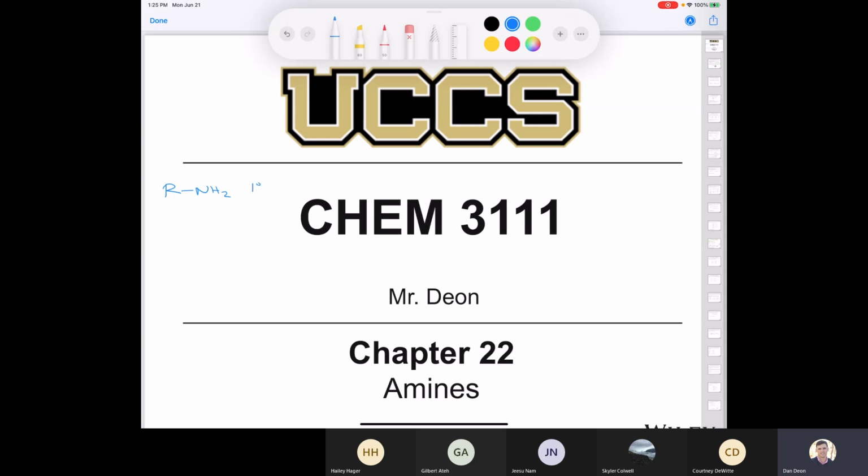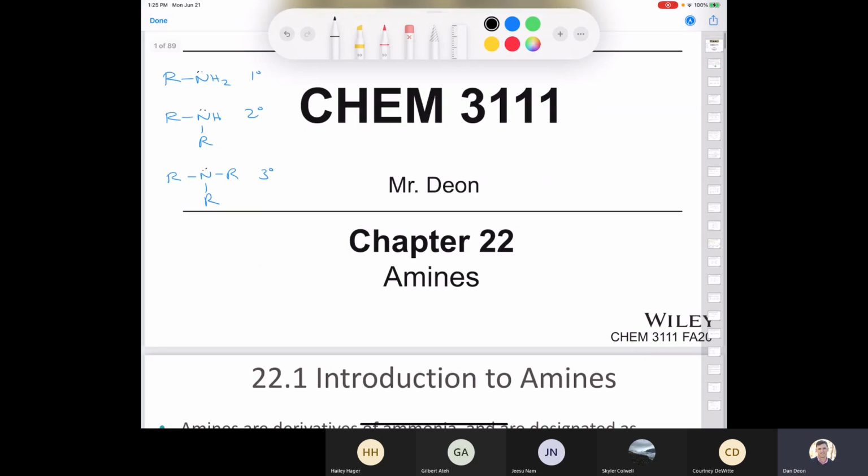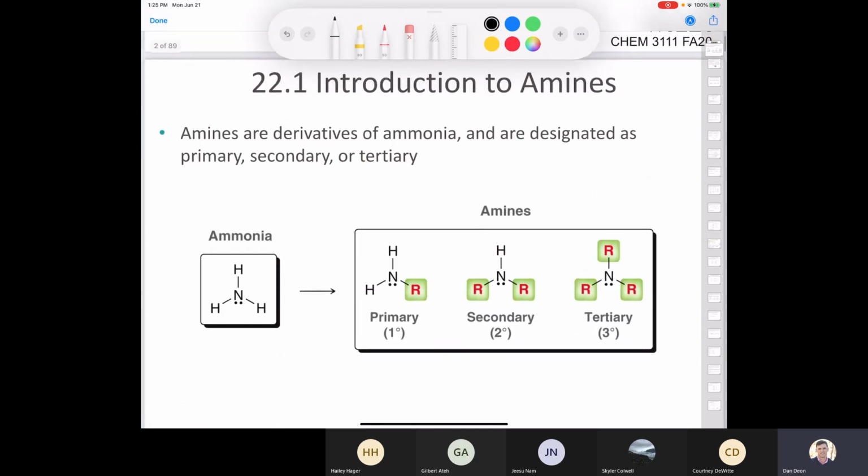You know that this is a primary amine when we have one R group on our nitrogen, but if we have two R groups and only one hydrogen, this is a secondary amine. And if you have three R groups attached to your nitrogen, that is a tertiary amine. Remember that the nitrogen always has 3 bonds and 1 lone pair, so to be correct, I should put the lone pair on each one of those. And that's what it says on my first slide, right?